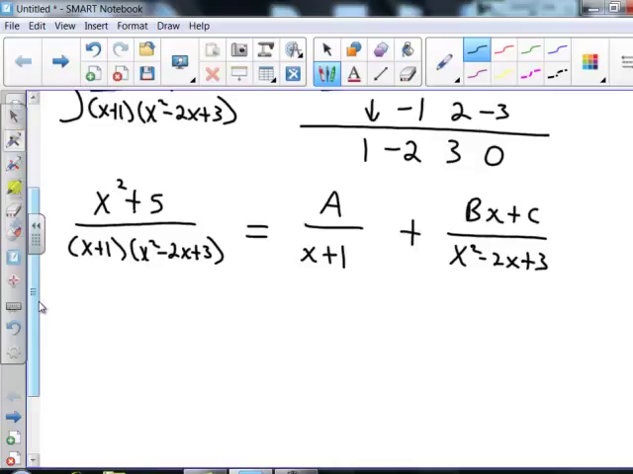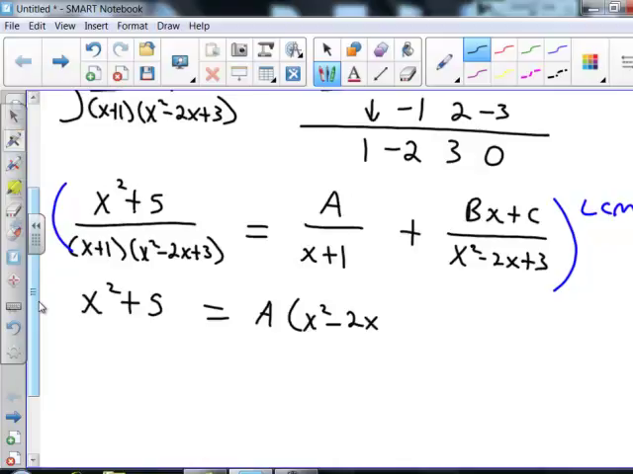Alright, so doing our partial fractions trick, we multiply this entire expression through by the common denominator. I'm just going to put LCM here, I don't want to write that all out, just to save some time. What it boils down to is that x squared plus 5 has got to be equal to a times x squared minus 2x plus 3, plus x plus 1 times bx plus c. That's what partial fractions tells me.